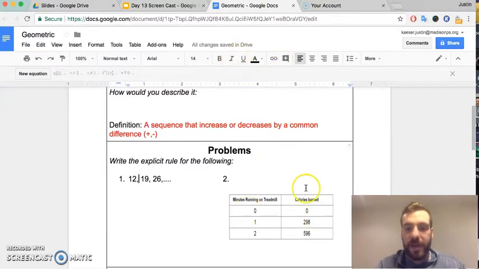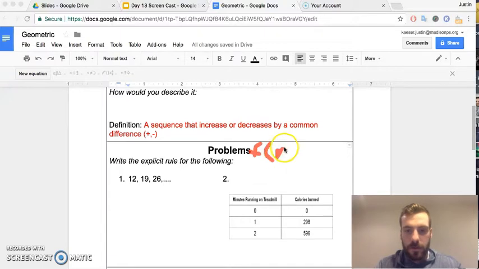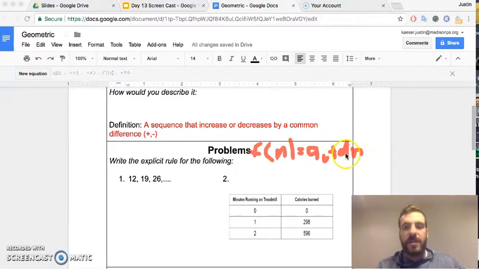Real quick before you dive in and try that problem out, remember our formula. So our formula is f(n) = a0 + dn. Remember a0 is the 0 term, and d is our common difference. Sorry, this doesn't really look like a 0. So that's a0.